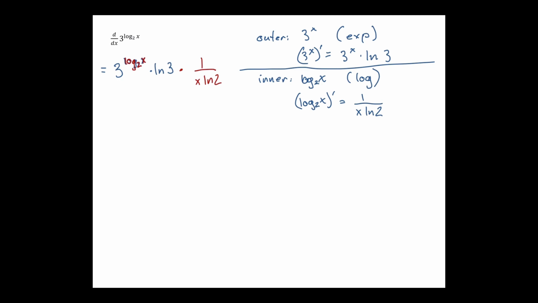And honestly, let's just rearrange things and clean it up a little bit. We have the 3 to the log base 2 of x. That is going to be the numerator. We can multiply that by ln of 3. And then in the denominator, you have x ln 2. So this is our final answer.